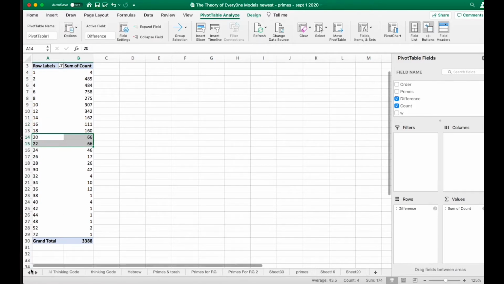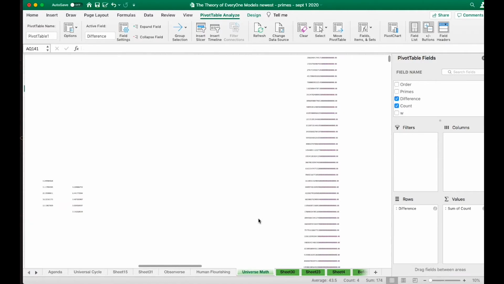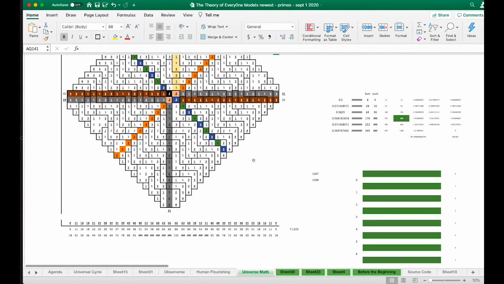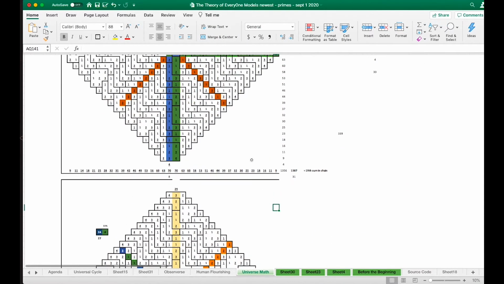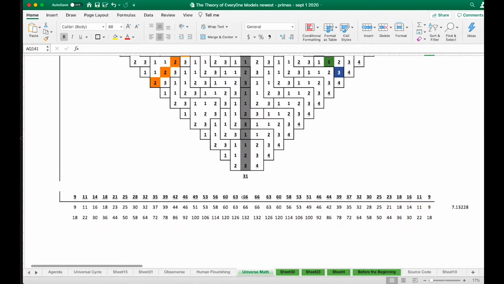There's 66. What's really interesting about that, going back to my universe math, is that essentially right here in the center you have 66 and 66.